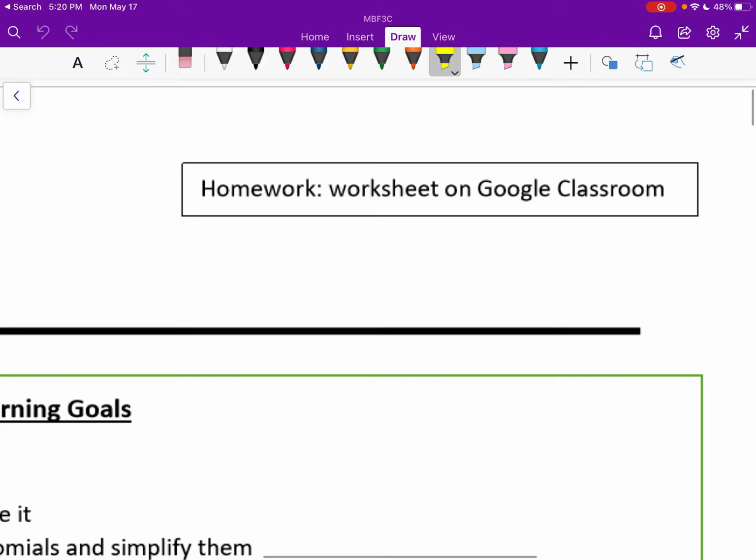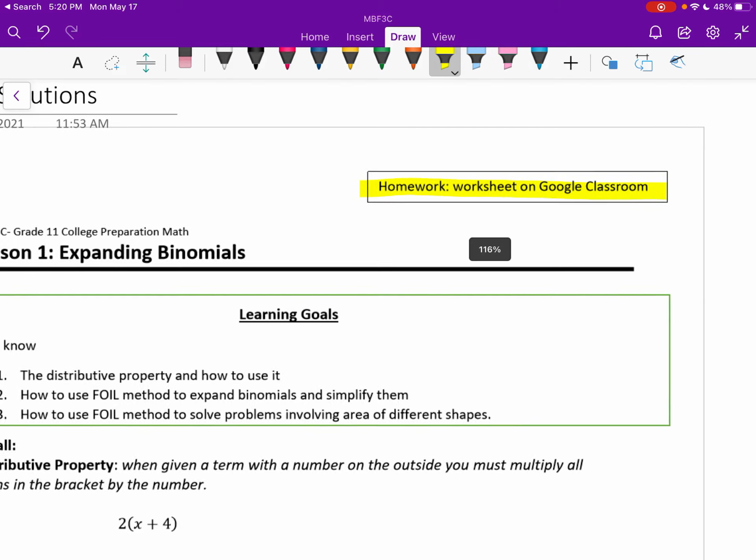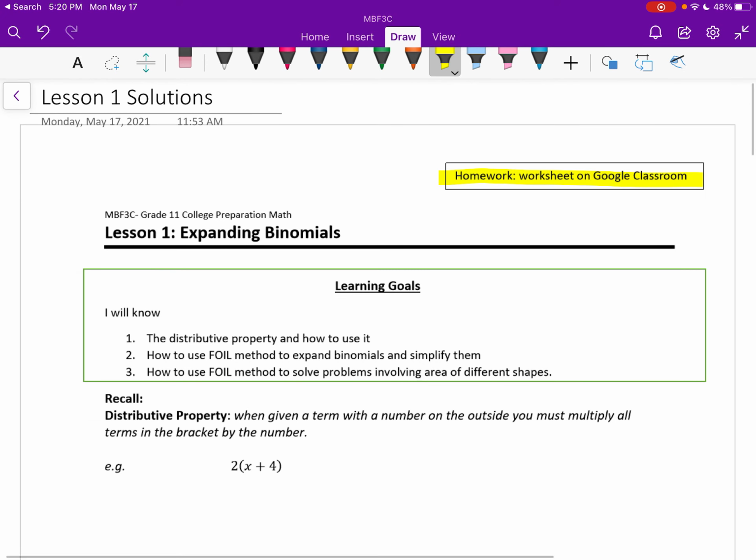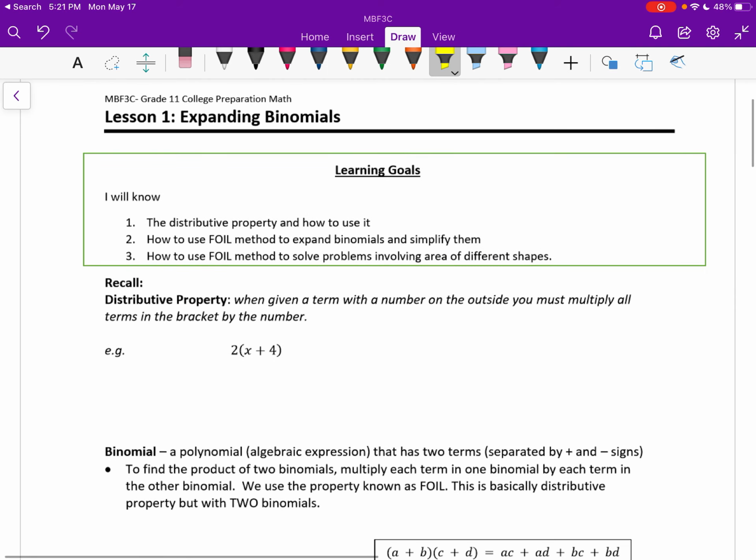So just so you know, your homework is always listed up here. It says worksheet on Google Classroom. Please do all your homework and just keep a record of it, so keep it somewhere in your binder, because you will be handing in all your homework compiled in a worksheet at the end of the unit. Okay? Right before your test, like we did with the last unit before this one, so like we did with trigonometry.